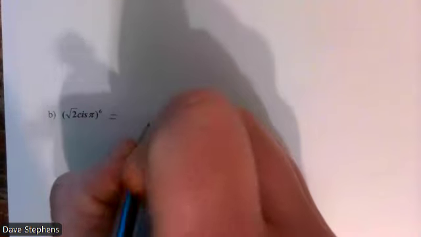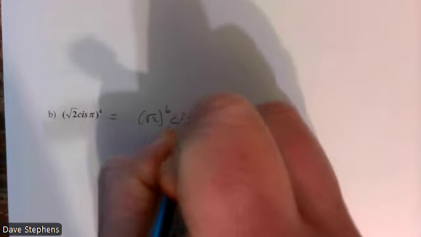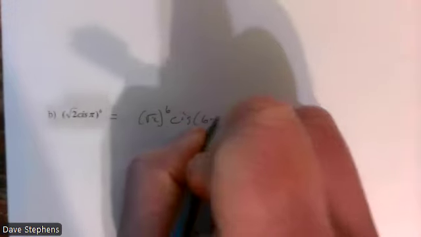Okay, not too bad. We have root 2 cis pi. So that gives us the square root of 2 raised to the 6th power cis 6 times pi.